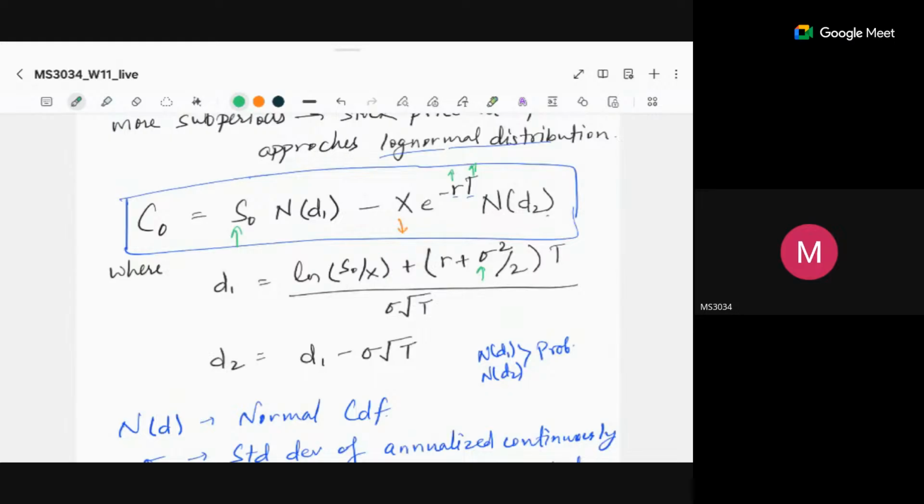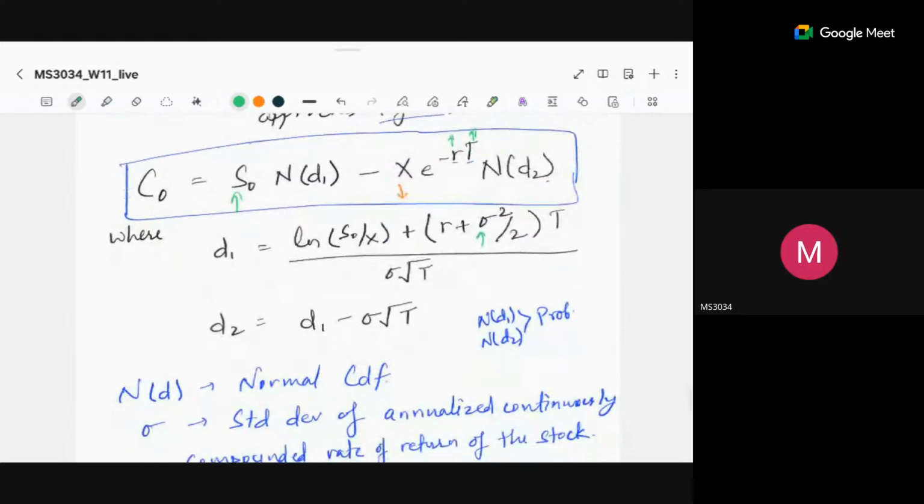So in both cases, if there is higher volatility, that means it has higher chances of getting very huge payoffs. In that sense, both the call option and the put option values have a positive relation with the underlying stock's volatility.